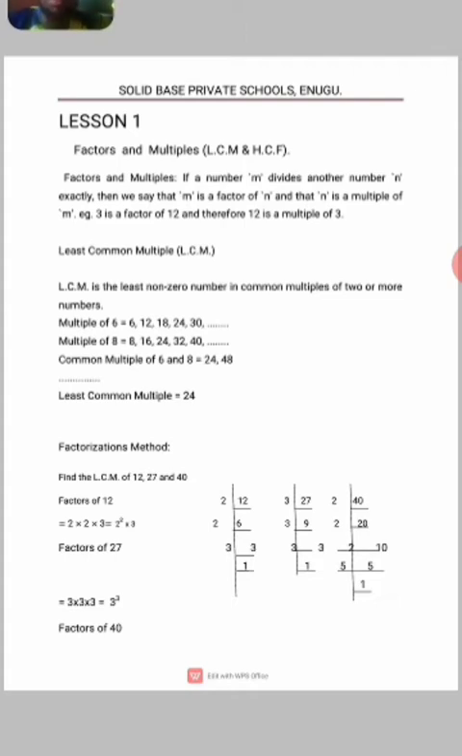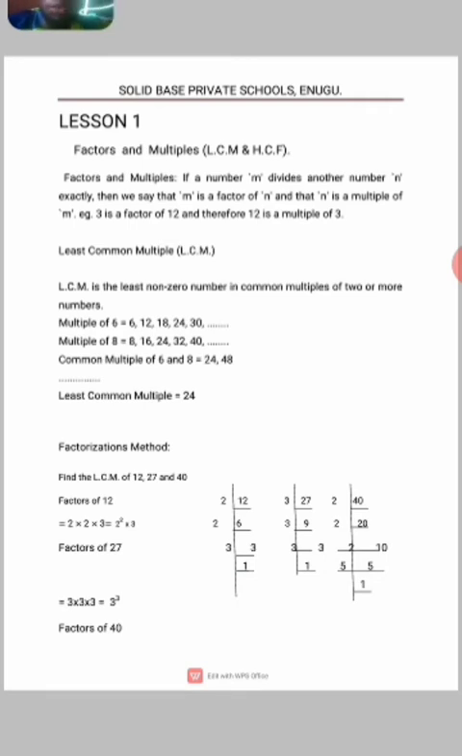The factorization method is a method you use to solve LCM by looking for the prime factors of each of those numbers, selecting the highest power of the factors there, and multiplying them together, that is, finding the product, to give you the LCM of the numbers. Let's take this example: find the LCM of 12, 27 and 40. What we need to do is to find the prime factors of 12, 27 and 40.